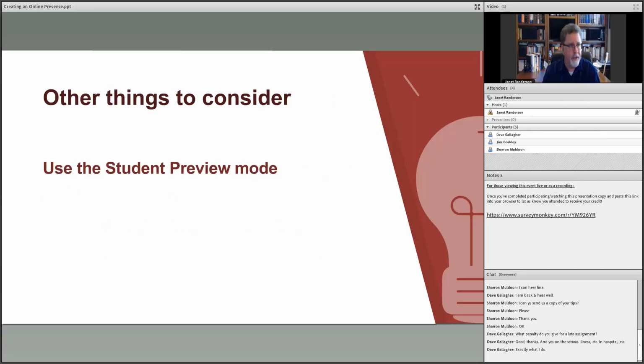Other things to consider, use the student preview mode. I think it's a great asset. It looks like, if any of you are familiar with one of their album covers, it has the eye on it, and that's what this thing reminds me of. So I turn that music on as I'm doing this. No, I'm just kidding.